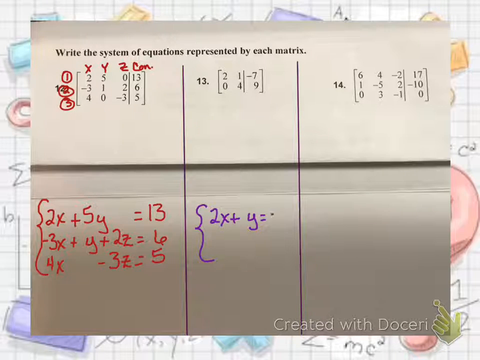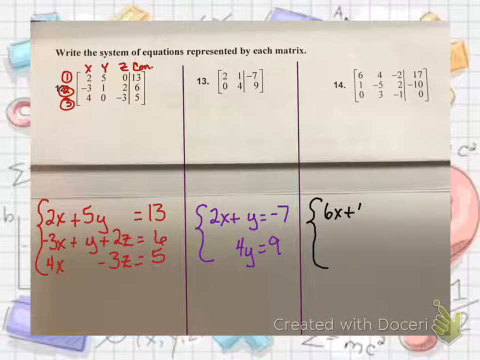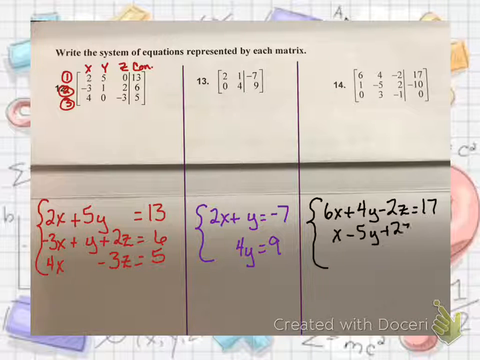Number 13, just a 2 by 3, gives us 2 equations. Number 14 is a 3 by 4, gives us 3 equations with x, y, and z as our variables. Remember, if there is not a number in the variable column, you don't put anything, but if it is in the answer column, you will put the 0. Okay?